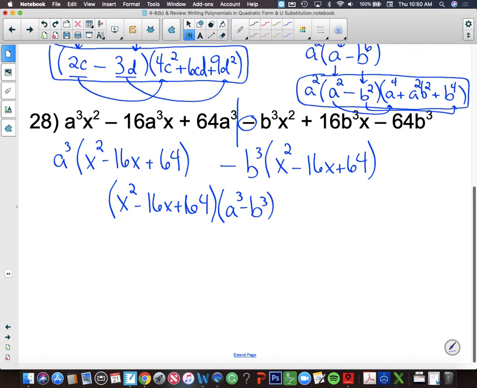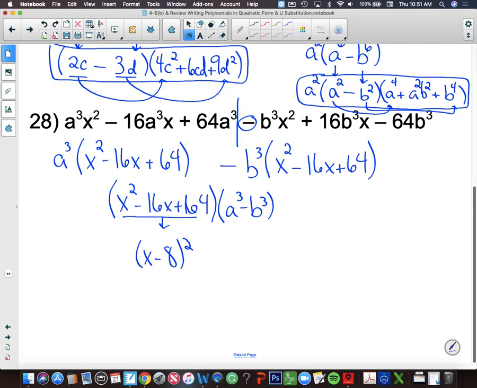So then the next thing you want to check. So with grouping, it's a little bit more difficult because you can keep going. Here, you look at the stuff on the left, that x squared minus 16x plus 64. You can factor that. That's a perfect square trinomial. Okay? And then you got a cubed minus b cubed. You can factor that. That's difference of cubes. Okay? So this one factors to x minus 8 squared.